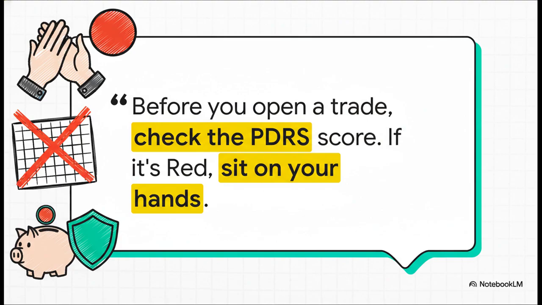And that brings us to the most practical, simple takeaway from all of this. Your next step isn't some huge, complicated change to your strategy. It's way simpler. Before you open your next grid bot, just check the coin's PDRS score. If that score is red, do nothing. Just sit on your hands. I promise you that one simple habit could be the single biggest thing you do to protect your capital.